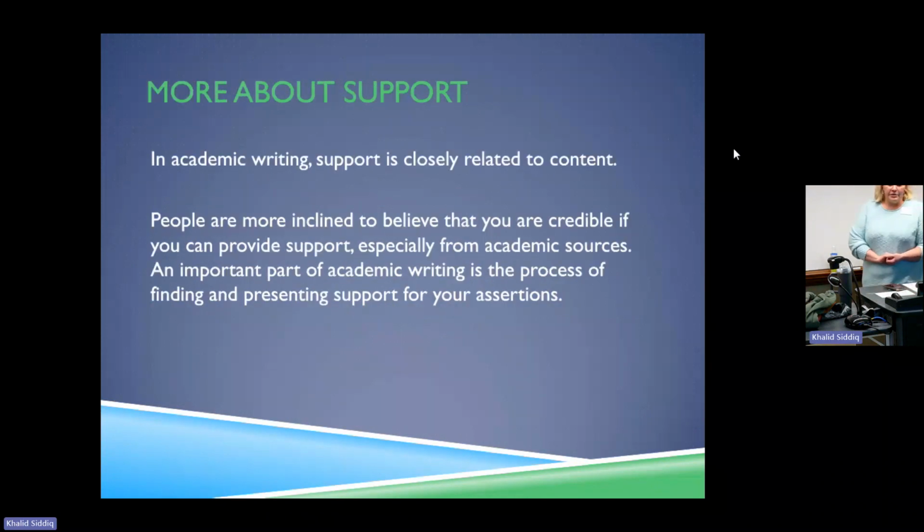And now let's move on to talking a little bit more about support. In academic writing, support is closely related to content. And support has to do with finding information from sources. People are more inclined to believe that you are credible if you can provide support, especially from academic sources. An important part of academic writing is the process of finding and presenting support for your assertions.